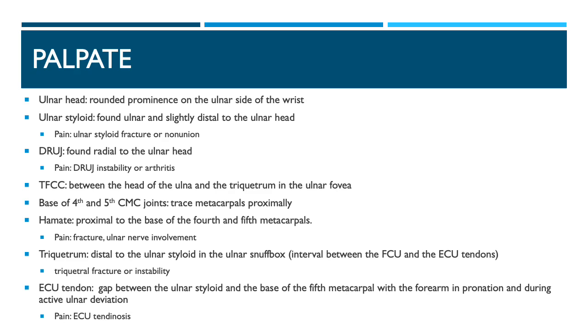The ECU tendon can be found in the gap between the ulnar styloid and the base of the fifth metacarpal, and it's easiest to find with the forearm in pronation and during active ulnar deviation because the tendon will activate. Pain here can indicate ECU tendinosis.